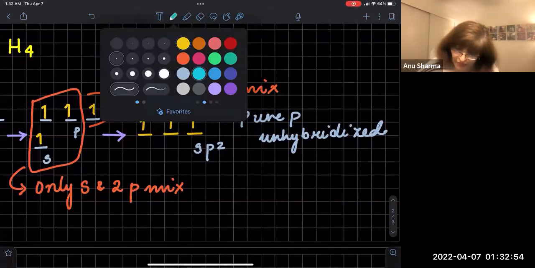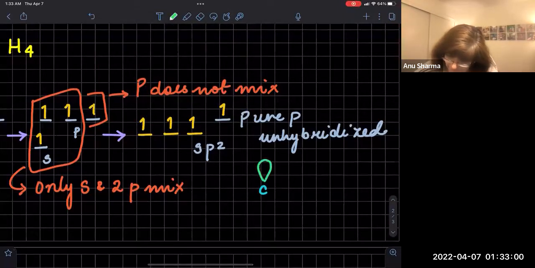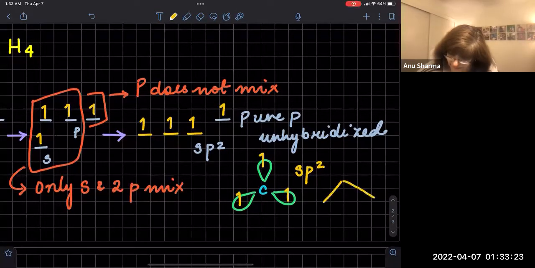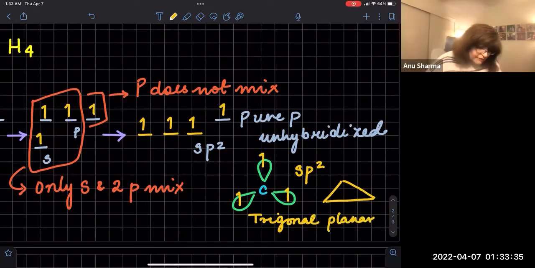Now we have carbon looking like this. Carbon will have these three sp2 lobes, remember that. Where are the electrons? One electron here, another here, and another here. So this is the sp2 hybridized carbon, and it's trigonal planar. Remember we talked about the shape of a pizza. So trigonal planar, that's the shape.